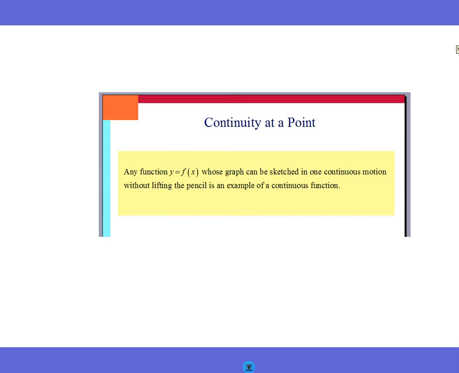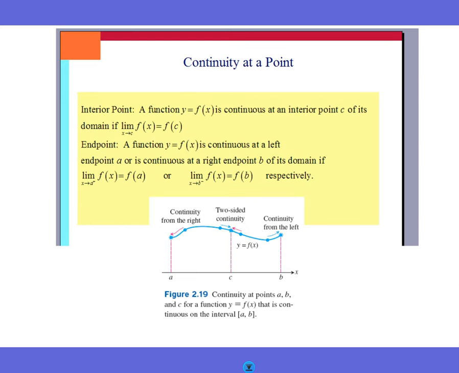Continuity at a point. Any function whose graph can be sketched in one continuous motion, okay, that's one we already know. Without lifting the pencil as an example of a continuous function. Great. That's what you should already know. But let's go here.